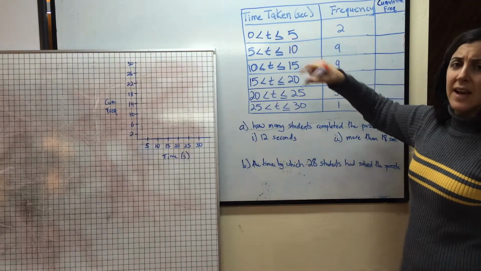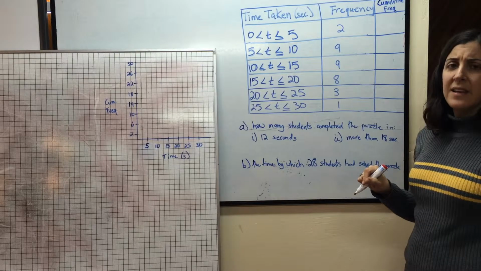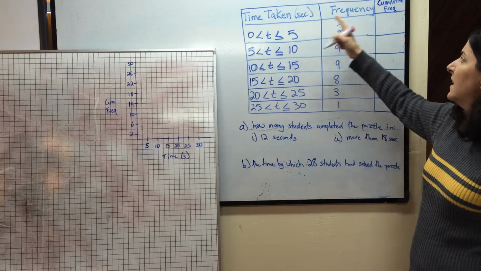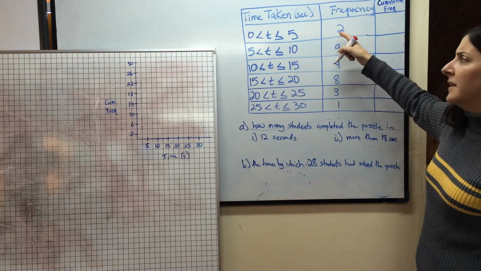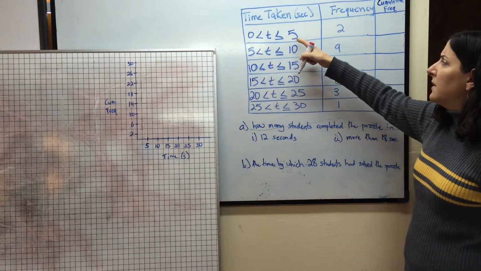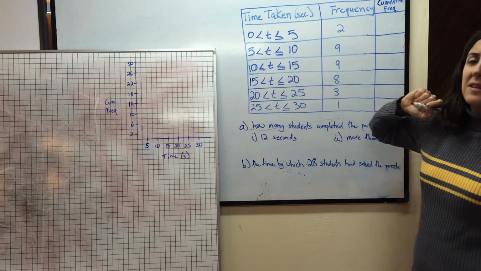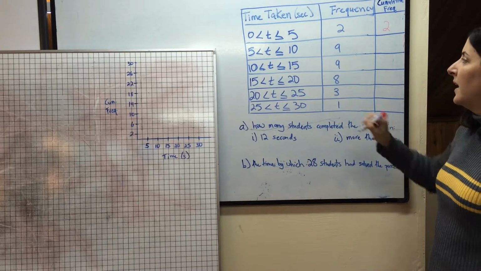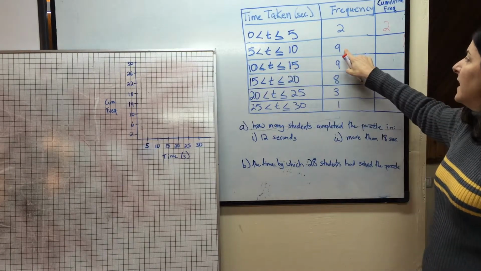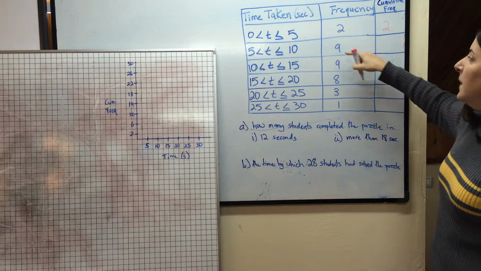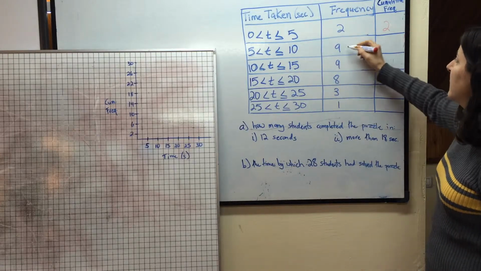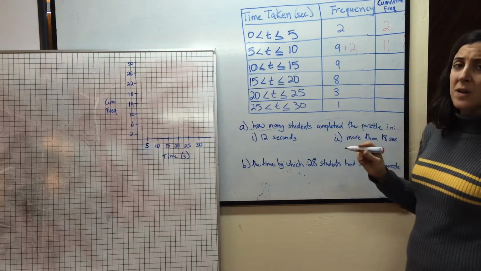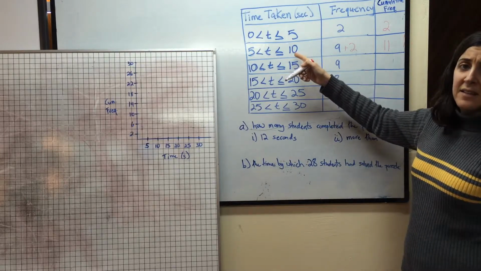This is looking at the question of how long it takes students to solve a puzzle. We have the time taken by the students in seconds, and this is how many of them have completed the puzzle in that time. Between 0 and 5 seconds, 2 students completed the puzzle. So in total, 2 people have finished the puzzle at this point. Between 5 and 10 seconds, 9 people had finished the puzzle. But if you count these people in also, 9 plus 2 is 11 students total who had finished the puzzle in 10 seconds or less.